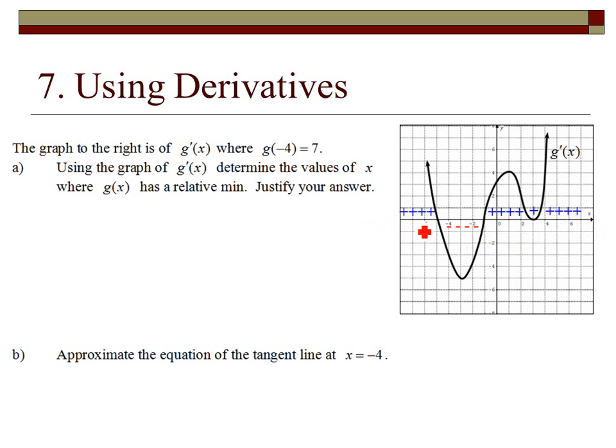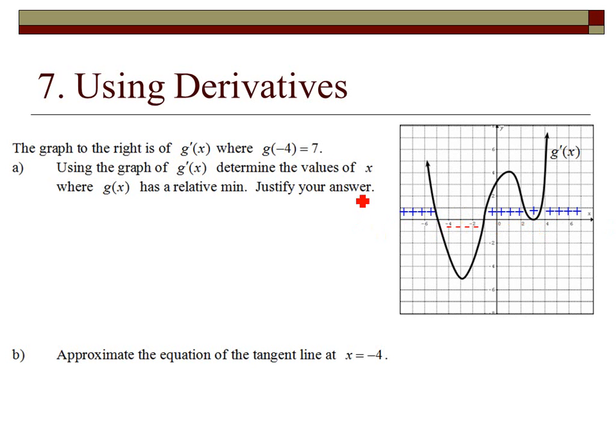So if I'm looking for where g is increasing, well, g would be increasing if x is less than -5 or greater than -1. I have critical points at -5, -1, and +3. Those are all my critical points.